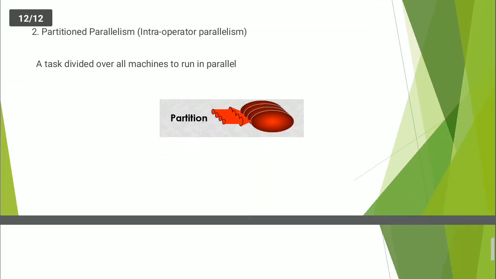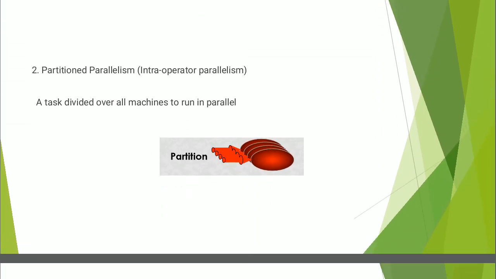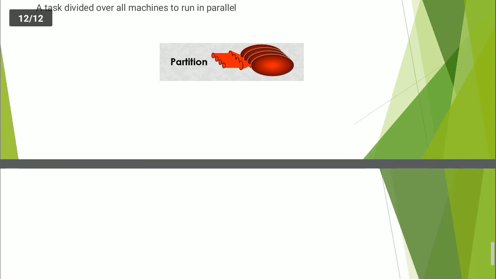The next one is partition parallelism, that is, intra-operator parallelism, in which one task is divided into subtasks and those subtasks are processed on different machines. So that is partition parallelism.